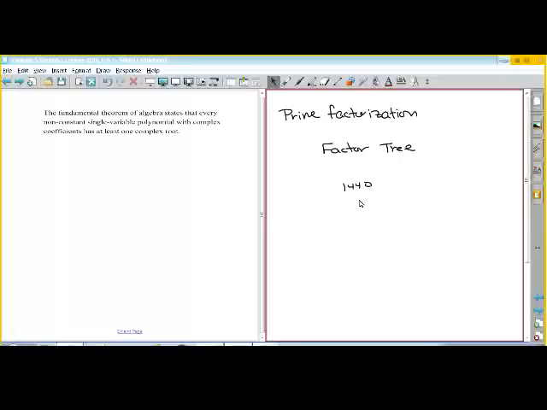So there are 2 ways to do a factorization. I'm going to show you one. I tend to use one way just because it's more compact.